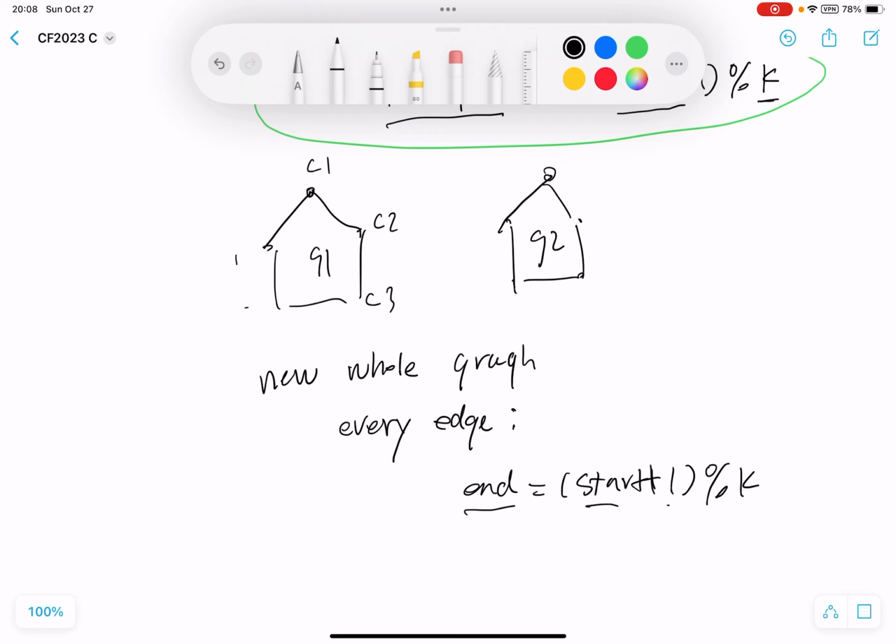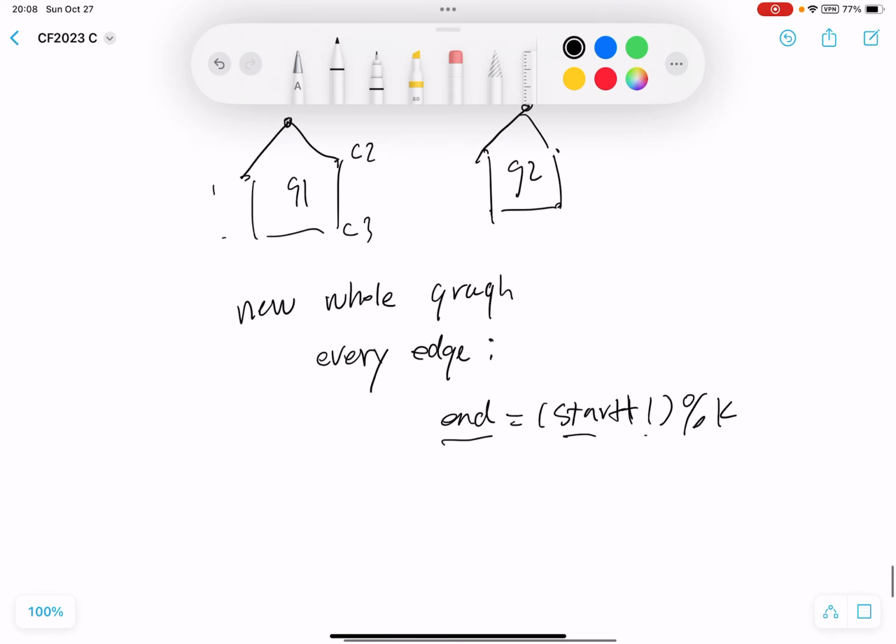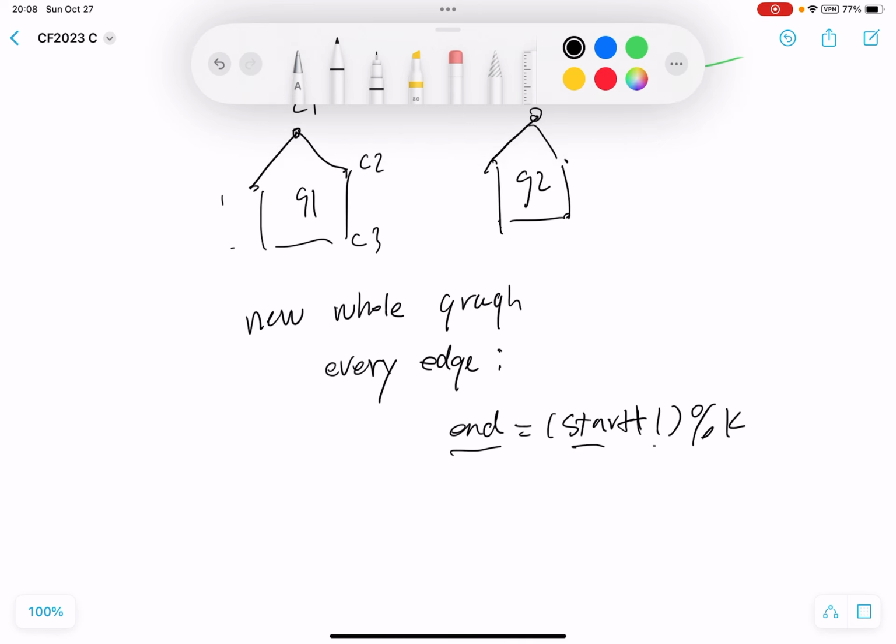After that, it is obvious the length of every circle of the new whole graph will be divisible by k. So what we need to do is to promise the new edge can meet this requirement.